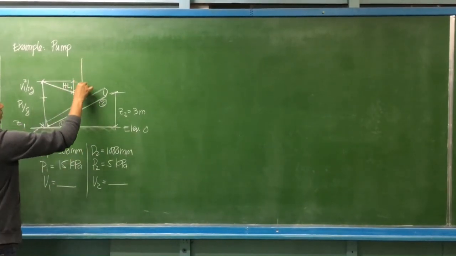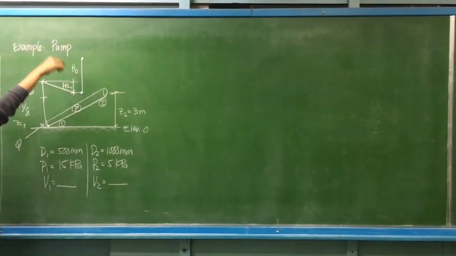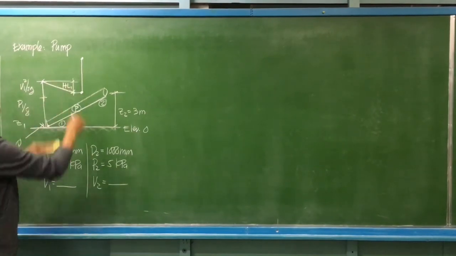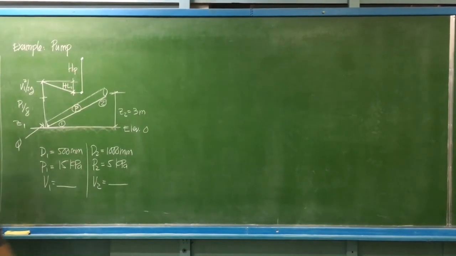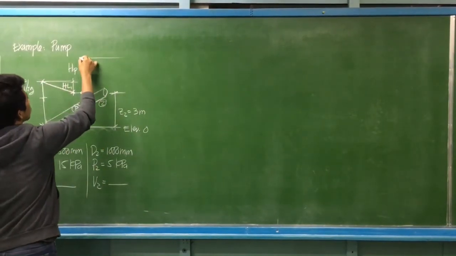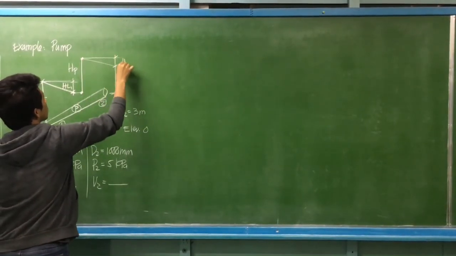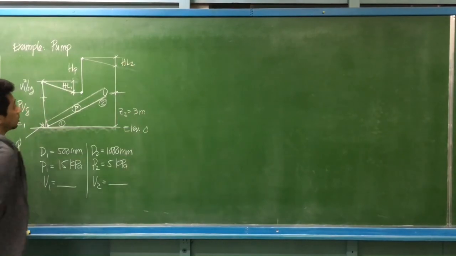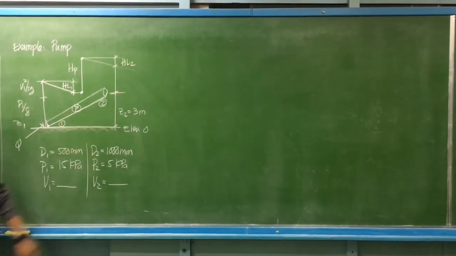So, let's say this is the head added by the pump. Let's say this is H sub O, that is the head output. Or sabihin na lang natin muna, the head added by the pump, H sub P. Then again, draw a horizontal line towards point 2. So supposedly, magkakaroon ulit tayo dito ng another head loss. This is head loss number 2. Yun yung head loss from the pump to point number 2.